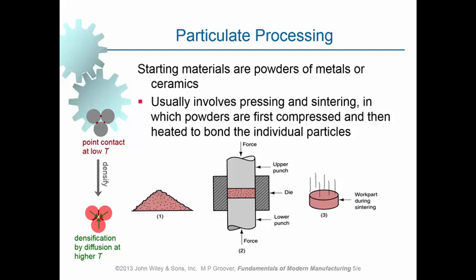Well, in this slide here we can see a presentation of particulate processing or powder metallurgy, where, as mentioned before, starting materials are powders of metallic materials and sometimes ceramics, and the powder of the material is compressed, as you can see in this mechanism here, and it is pressed from both sides so that a very dense volume of the material results, and it is highly packed.